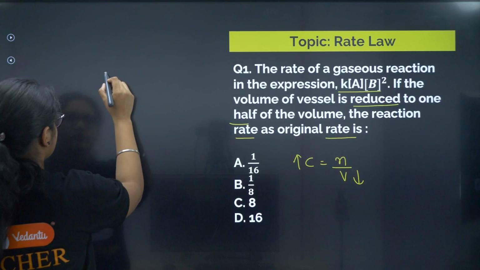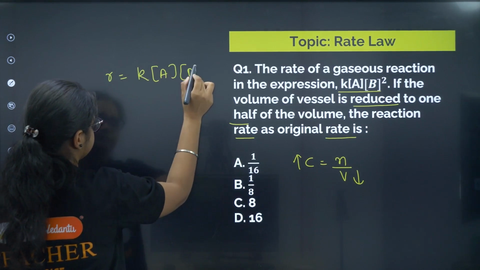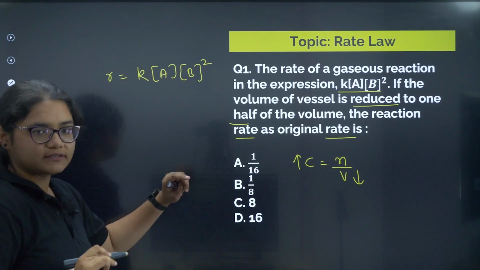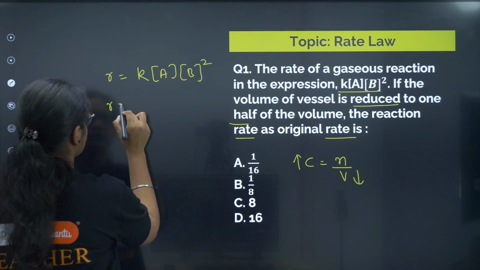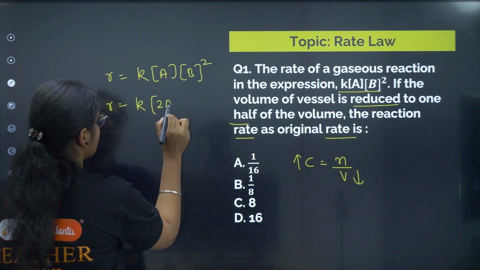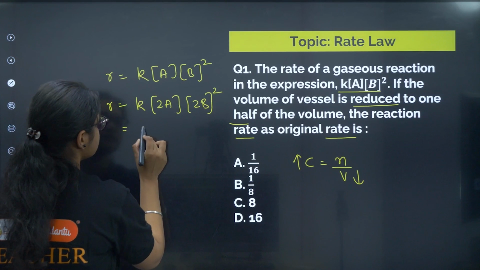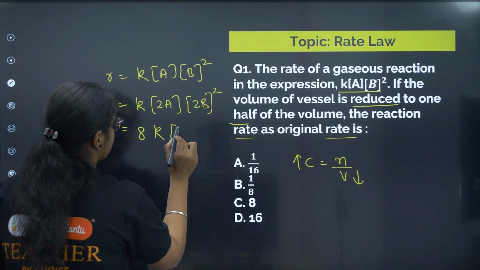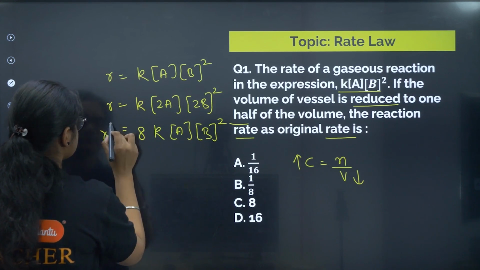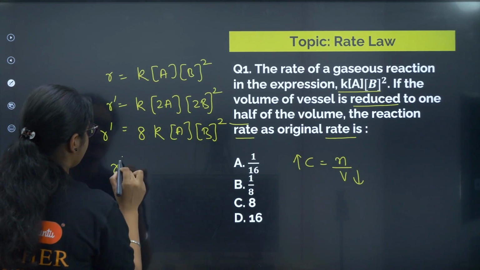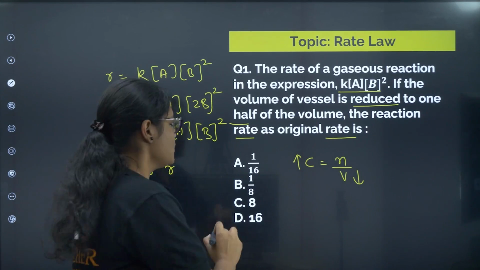Now we can easily write down the rate law: R is equal to K[A][B]². Since the volume is reduced to half, the concentration will be doubled. So I can write all the values as 2A and 2B whole to the power of 2. If you solve this, we get 8 times K[A][B]². Suppose this is my final rate, so I can write rate dash is equal to 8 times the initial rate. So the correct answer for this question is option C.